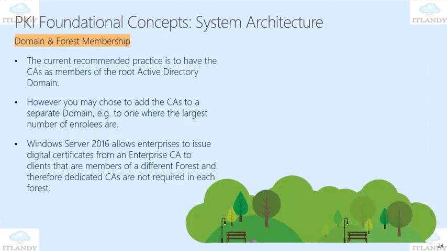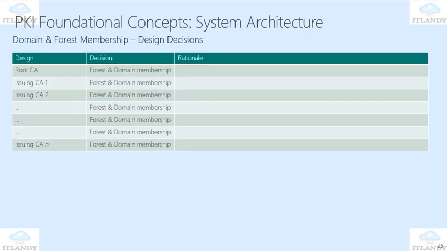Then we move to the last part, which is the domain and forest prep. The current recommended practice is to have the CA as a member of the root AD domain. However, you may choose to add the CA to a separate domain. For example, Windows 2016 allows an enterprise to issue digital certificates from an enterprise CA to clients that are members of a different forest, and therefore dedicated CAs are not required in each forest. Hopefully you understood this part, which means you can have the CA in one forest and can issue certificates to different forests or different child domains, yeah?